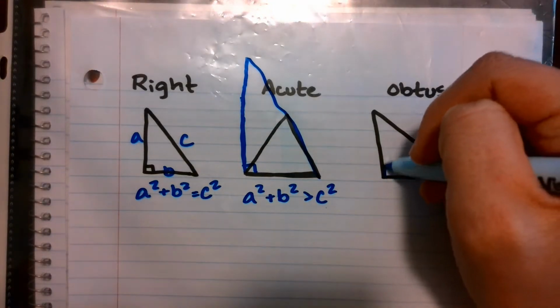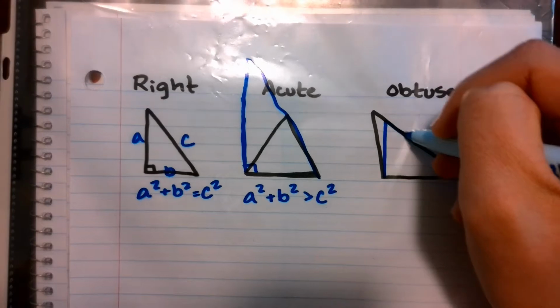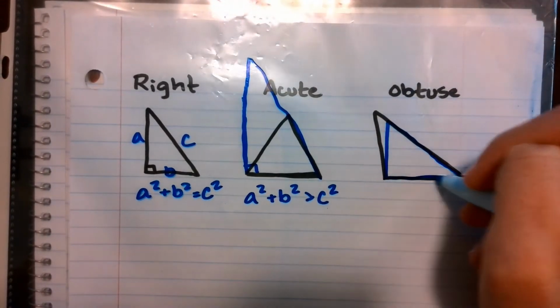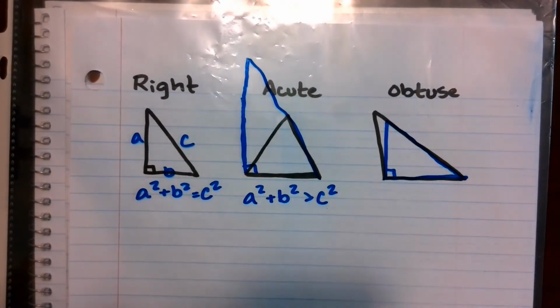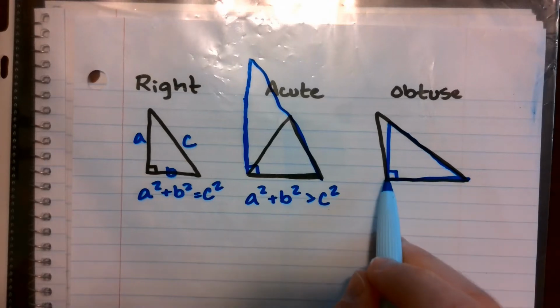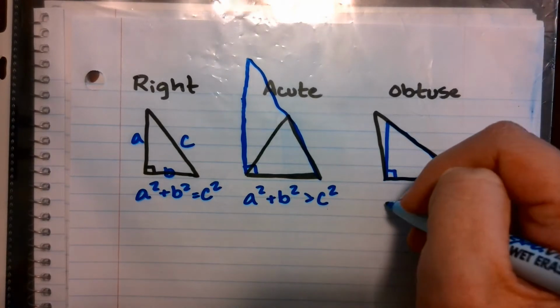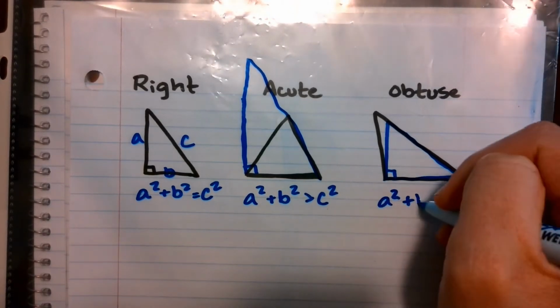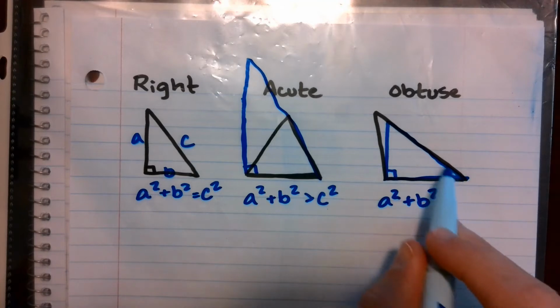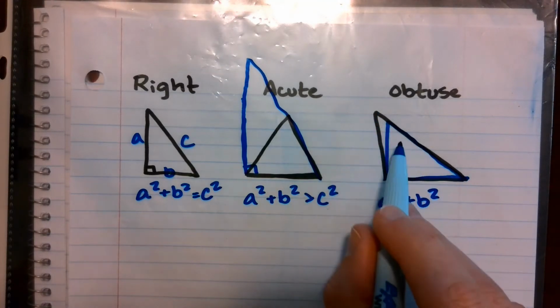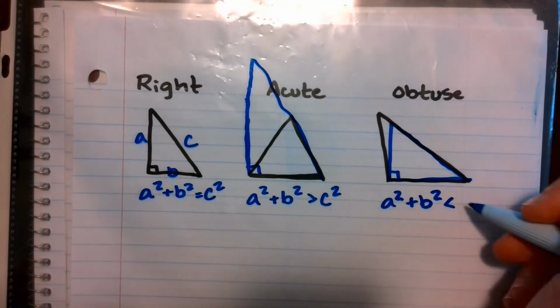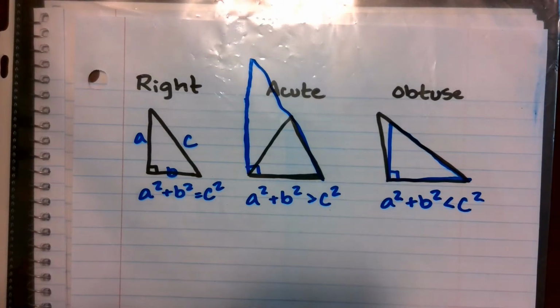With the obtuse triangle, same thing. If we imagine a right triangle superimposed on top of it, we notice that our obtuse angle is bigger than what it should be for a right triangle because it's obtuse. So if I'm looking at my a squared plus b squared, then my c is actually longer than what it would be for a right triangle. So I'm going to end up with my c squared being greater than a squared plus b squared.